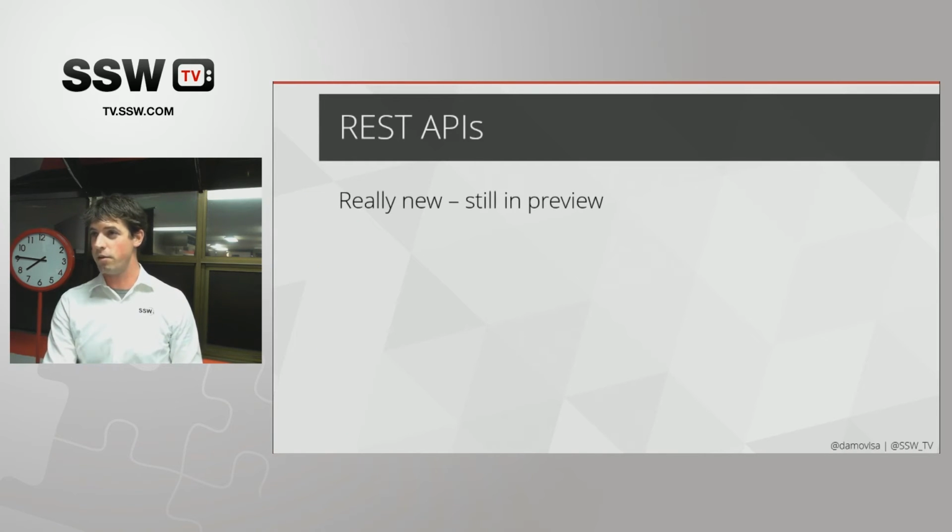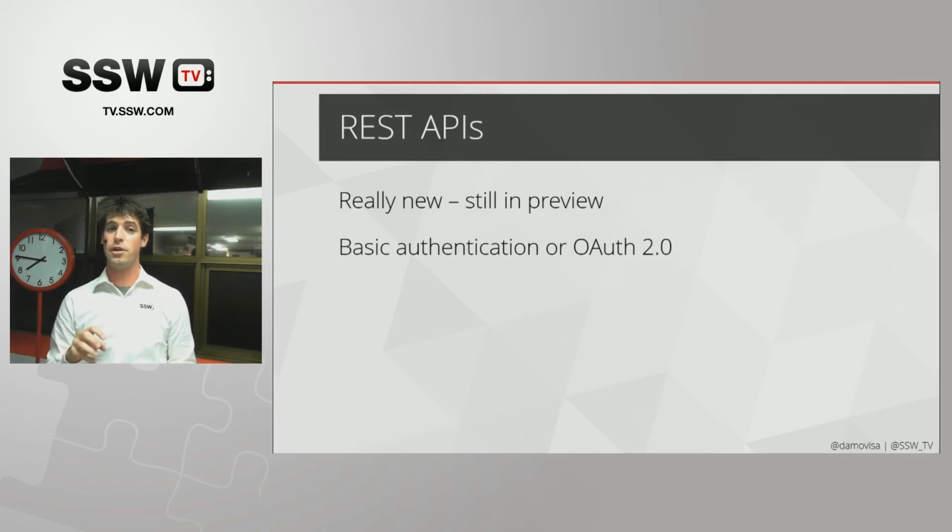So they're really new, they're still in preview. If you go to the documentation page, it will say version 1 of the REST APIs is in preview. What that really means is it might change. It probably won't, it's quite stable at the moment. It might change though. They let you access this with basic auth or OAuth, which gives you a lot of power in terms of how you talk to the thing and who you let access the application.